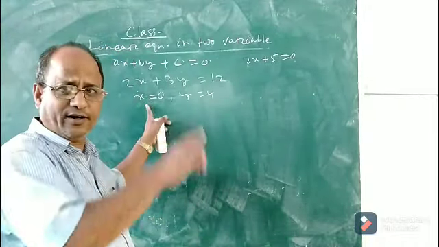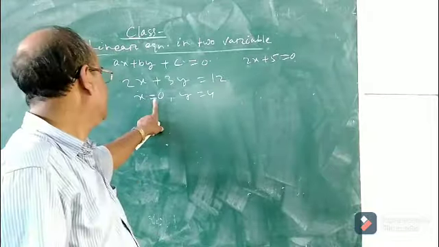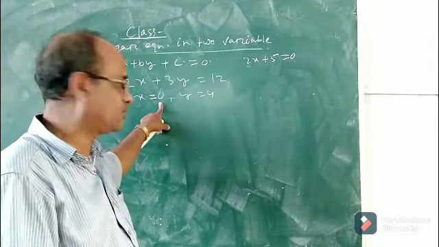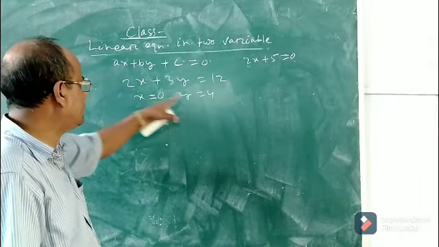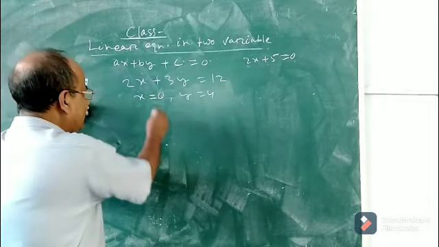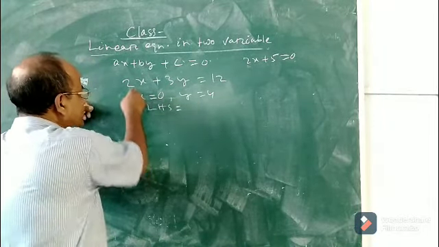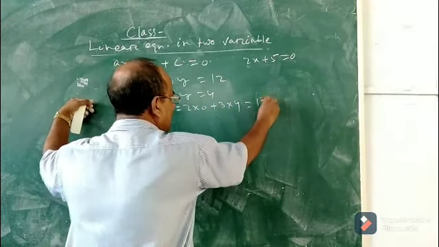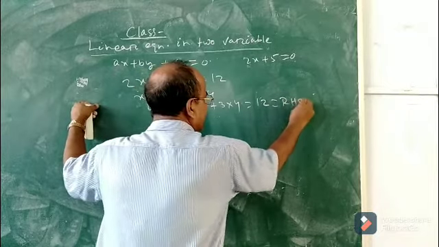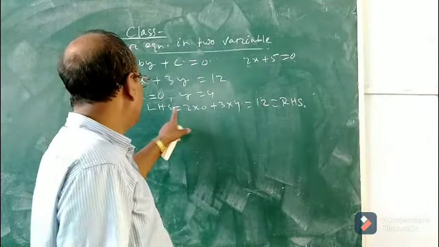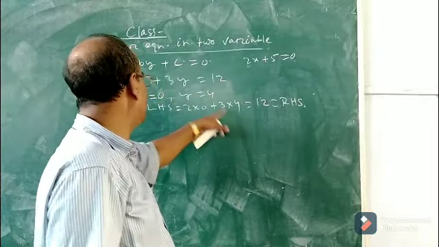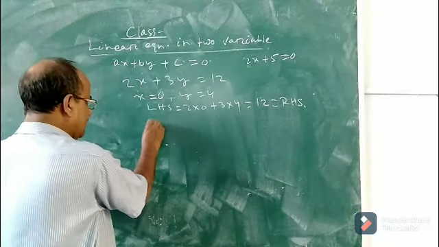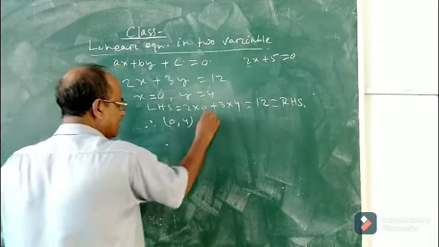In coordinate geometry, I told you what is an ordered pair: the x coordinate and y coordinate of a point is called an ordered pair. Now if you put x equal to 0 and y equal to 4, what will happen to LHS? LHS will become 2 into 0 plus 3 into 4, which is clearly equal to 12, the RHS. That means by putting x equal to 0 and y equal to 4, this equation is getting satisfied. The LHS and RHS are becoming the same. Therefore, (0, 4) is a solution.